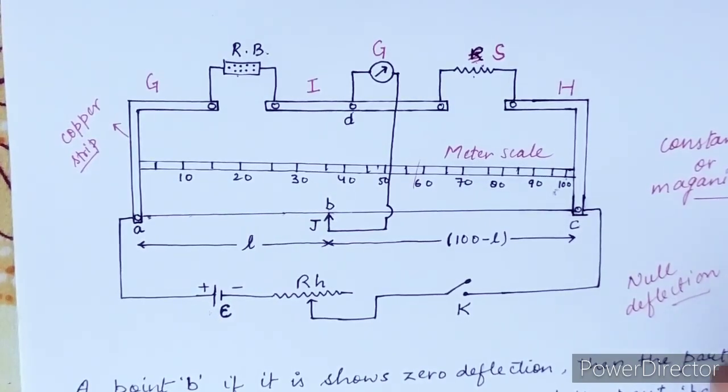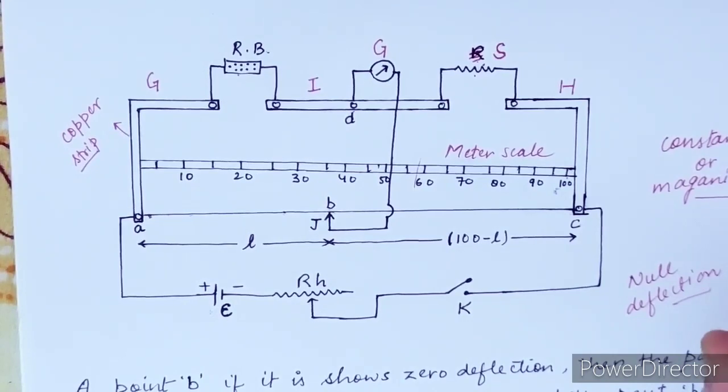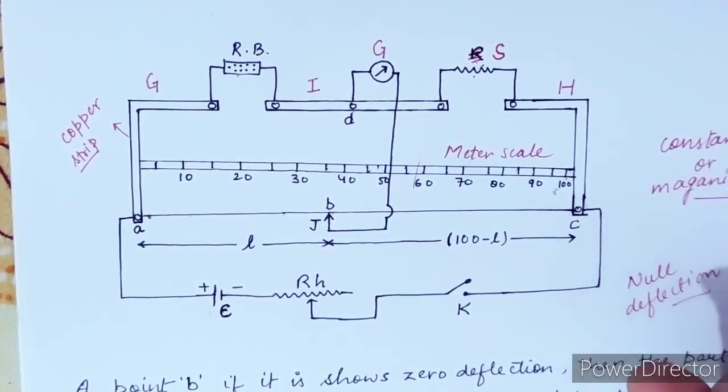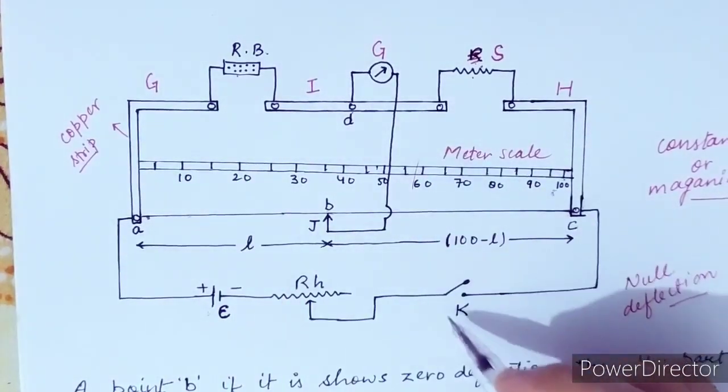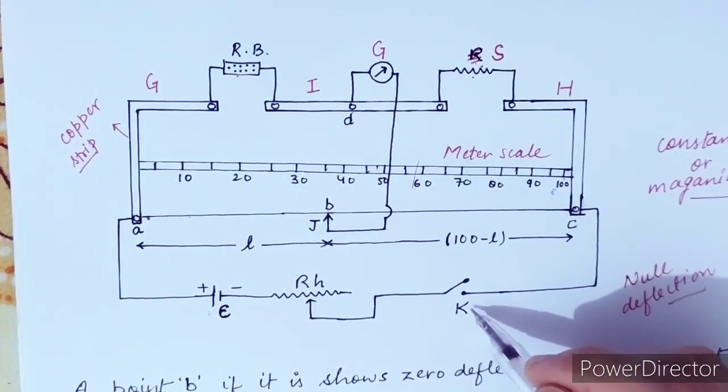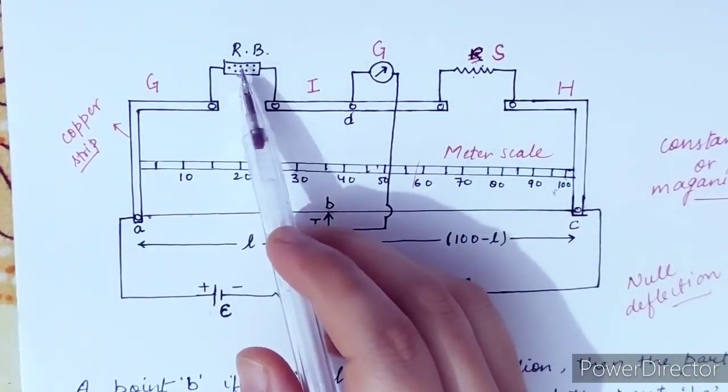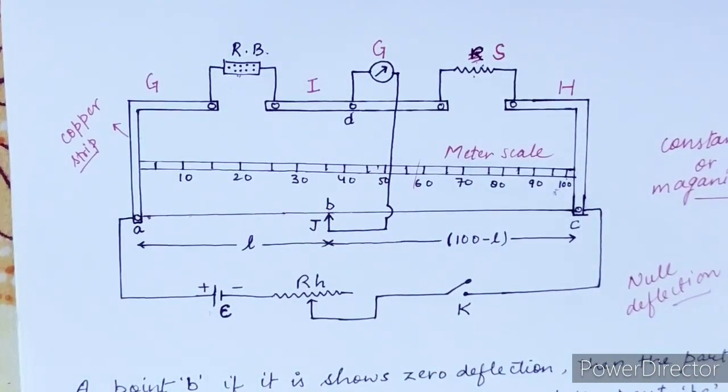The most important thing is that you have to tighten the screws. Don't loosen the screws. The connection should be perfect. Now close the key, switch on the key, and pick one resistance from the resistance box as much as you desire.